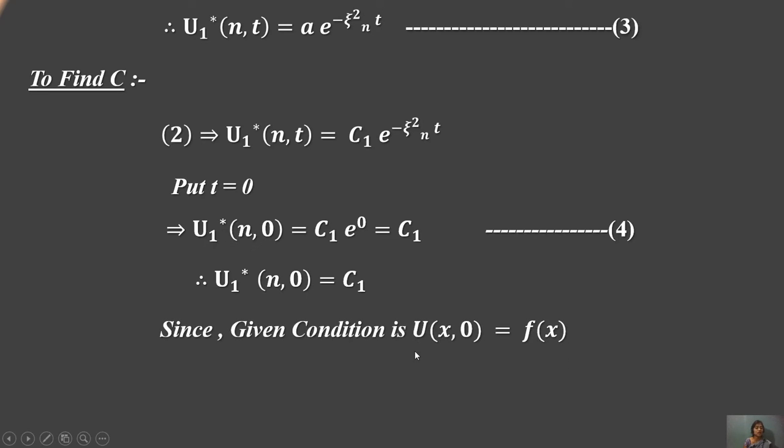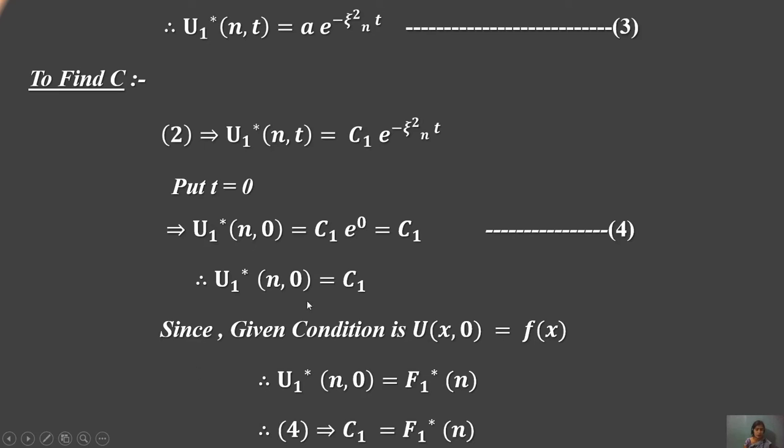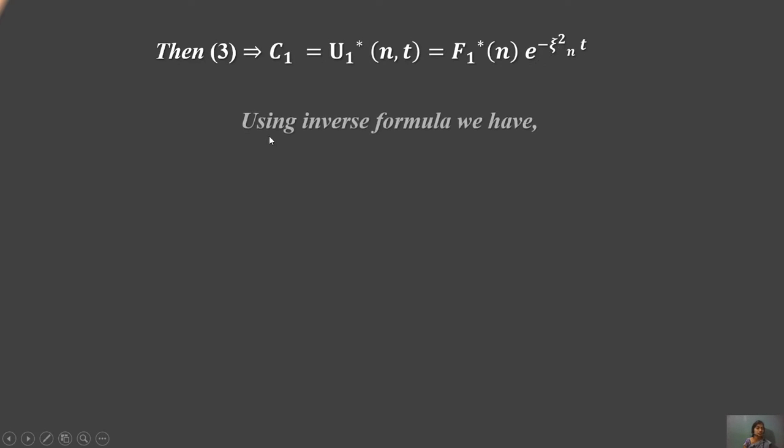The given condition is u(x,0) equals f(x). Then u1*(n,0) equals f1*(n) will be generated. Putting this value into equation 4, we get c1 equals u1(n,0), that is f1*(n). Okay, this value is given to the equation. Then this value of c1 is put into equation third: u1*(n,t) equals f1*(n) e to the power minus xi square n t.